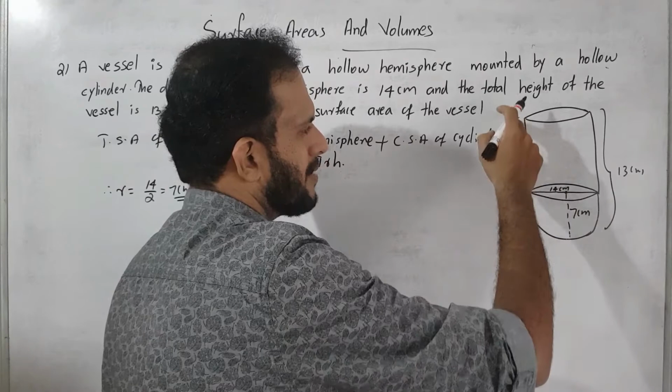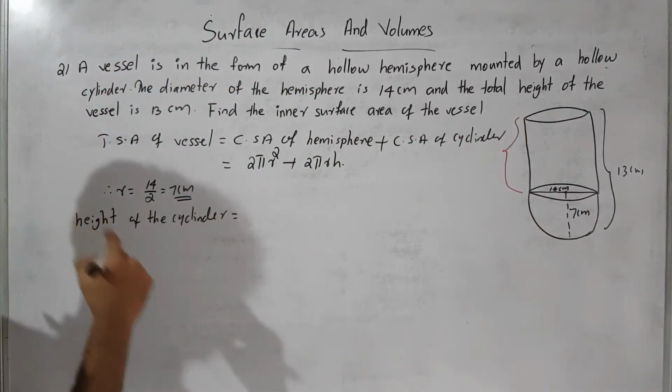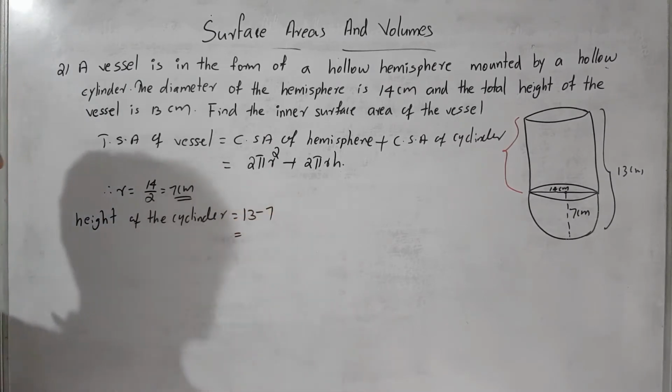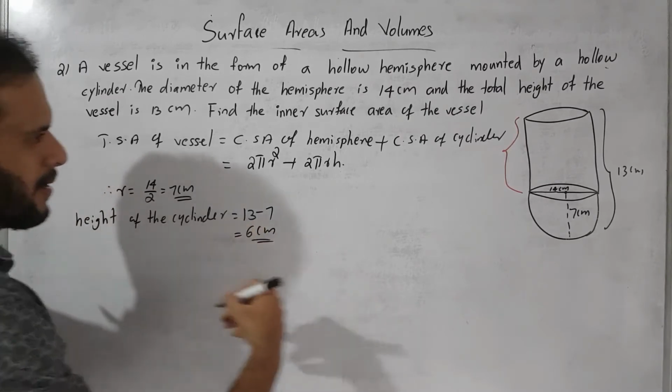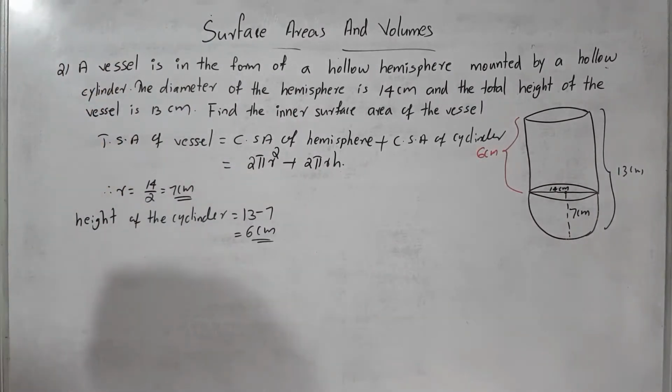What is the height of the cylinder? Yes, the height of the cylinder is equal to 13 minus 7. What is 13 minus 7? 13 minus 7 is equal to 6 centimeter. Correct? 6 centimeter. Then we got the value of h.